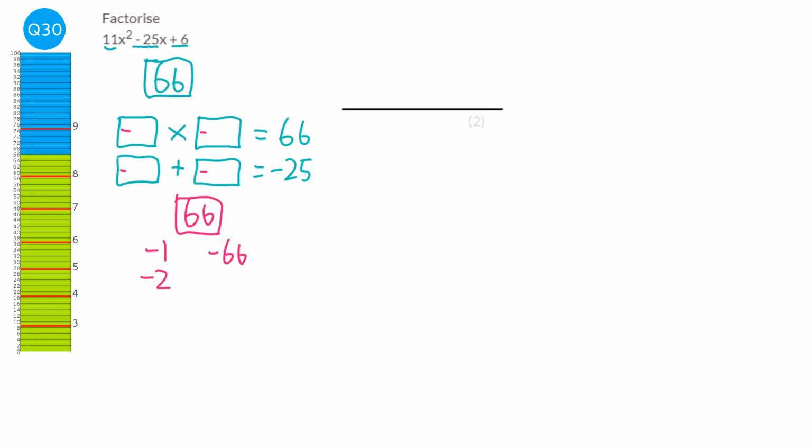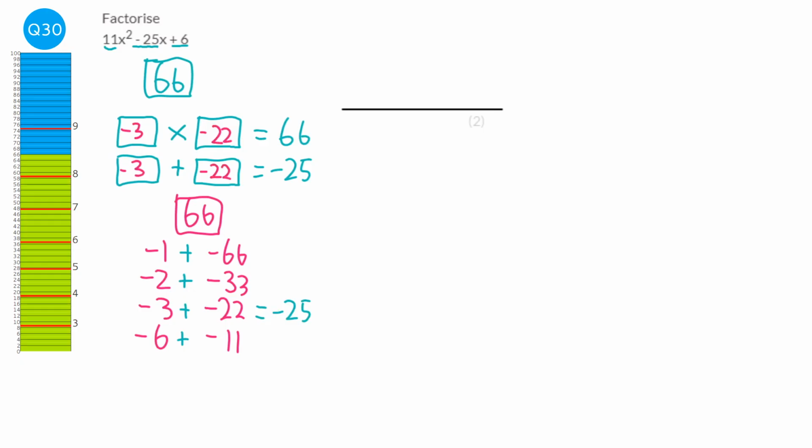So it'd be minus 3 and minus 22, and then minus 6 and minus 11, and then the rest will just be the other way around. So when I add these together, I'm going to look to see which one adds together to make minus 25, which is actually going to be this one here. So our 2 numbers are going to be minus 3 and minus 22 that we're going to be using.